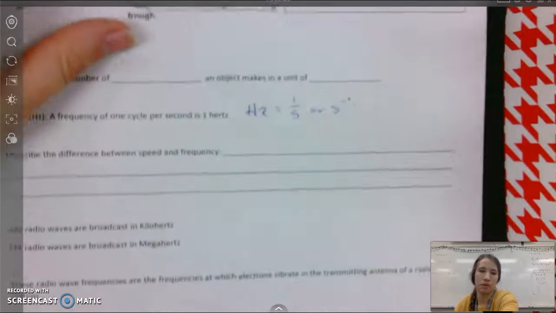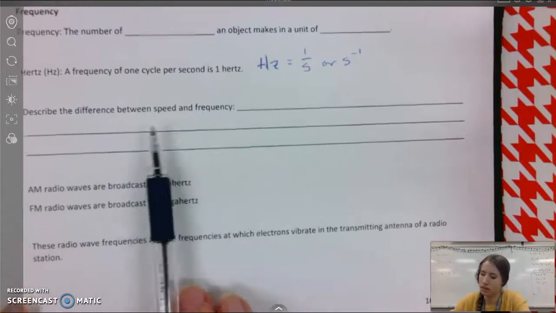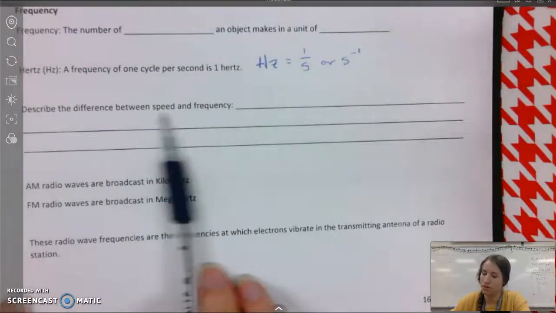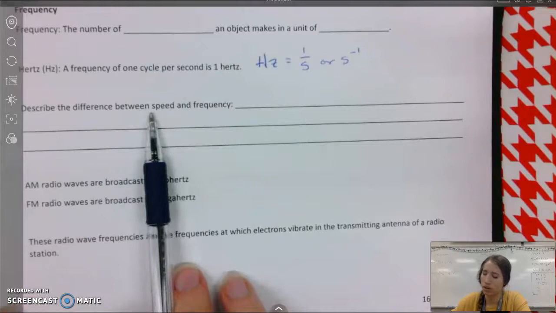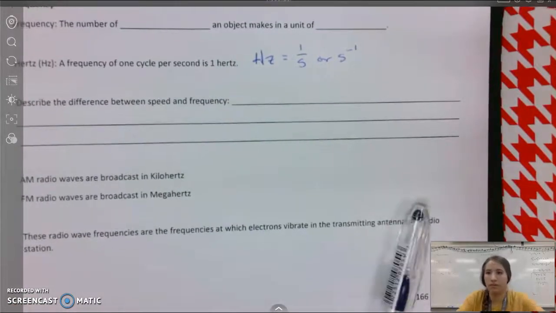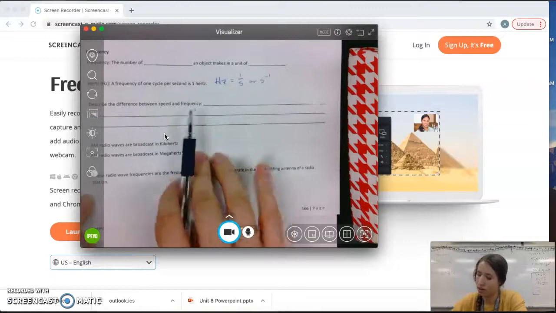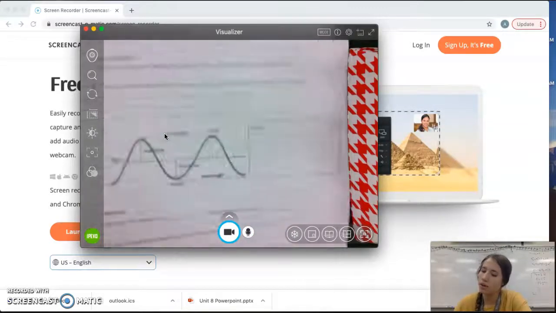Now I want you to take a moment, and we've talked about period and we've talked about frequency, and I want you to give this a go. What do you think the difference might be between the speed of a wave and the frequency of a wave? Okay. And then when you get back, we'll talk about that, and then we'll go into radio waves for a little bit.